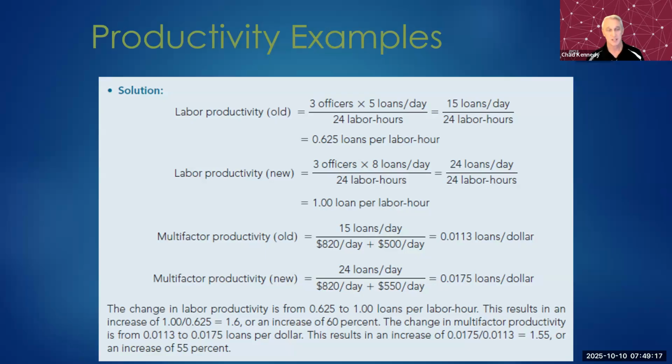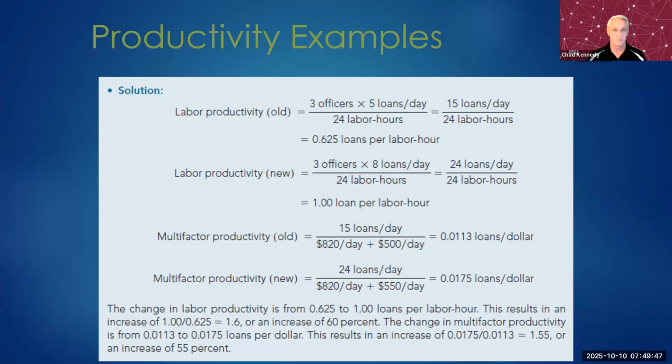Sounds pretty good. Is it really that good? Well, let's look at it from a different perspective. Let's look at it from a dollars and cents perspective. And this is where the multi-factor productivity equation comes in. We can look at the old one, and same thing, 15 loans a day, that doesn't change. The only thing that changes is what we put on the denominator. So it's $820 a day for all 3 of those officers, plus $500 a day the old way, because that was our overhead. We get 0.0113 loans per dollar.